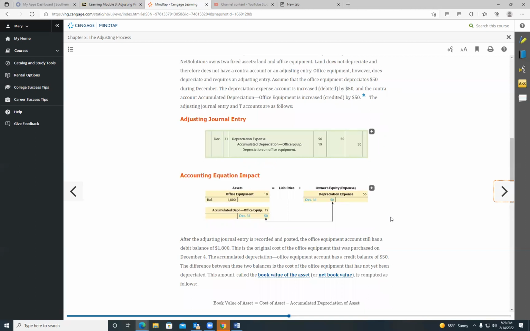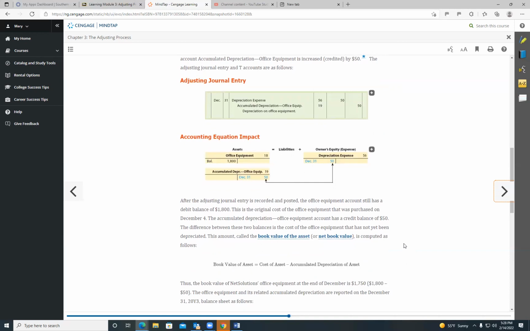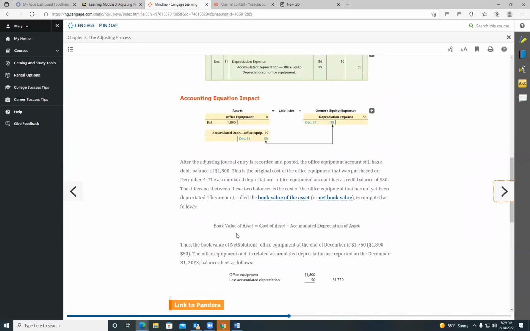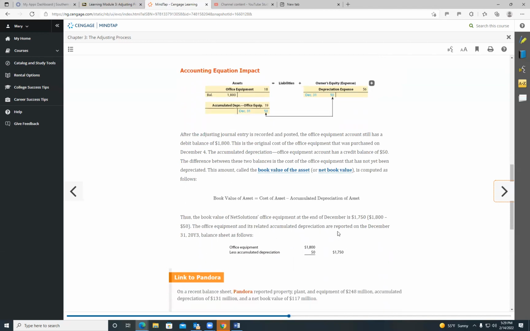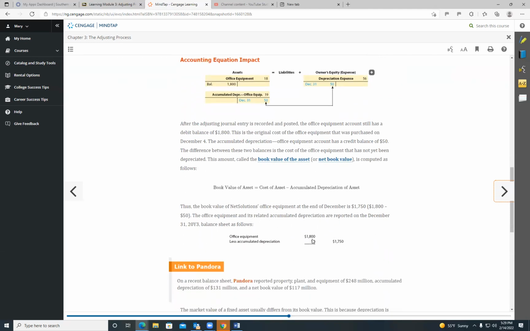After the adjusting journal entry is recorded and posted, the office equipment account itself still has a balance of $1,800. This is the original cost of the office equipment that was purchased on December 4th. The accumulated depreciation office equipment account now has a credit balance of $50. The difference between these two balances is the cost of the equipment that has not yet depreciated, meaning the book value or the net book value of the asset. So the book value of the asset equals cost minus accumulated depreciation. If you see here, the office equipment original cost of $1,800 less depreciation now has a book value of $1,750.